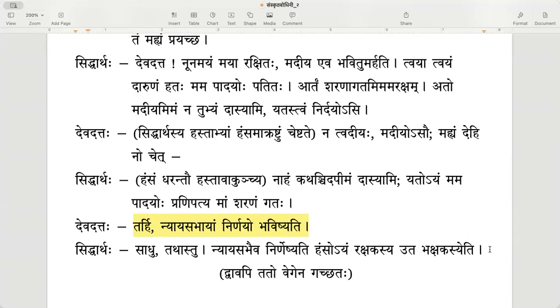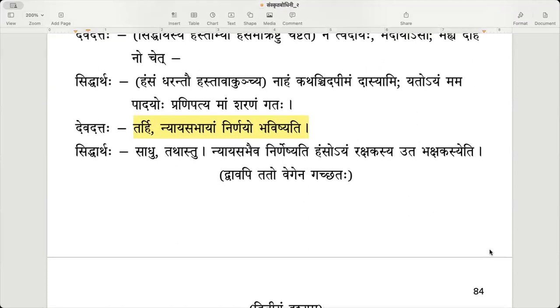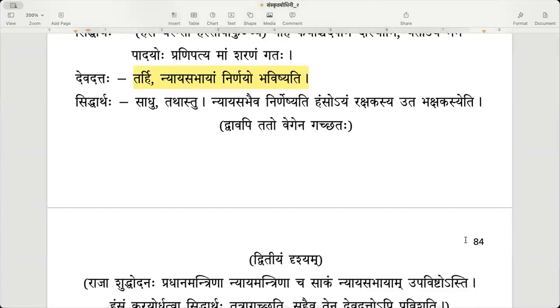Tarhi nyaya sabhayam nirnayo bhavishyati. Let the resolution be taken, or the resolution will be taken in the court. Sadhu tathastu nyaya sabha eva nirneshyati hamsah ayam rakshakasya uta bhakshakasya iti. So kind of writing well. Therefore sadhu tathastu, good, let it be so. The court alone will take the nirnaya on what matter. Hamsah ayam rakshakasya, whether this one belongs to the protector, uta bhakshakasya, or to the one who wishes to eat it. Or destroyer. Dvavapi tataha vegena gachataha. And both of them, from that spot, they go fast towards the court probably.